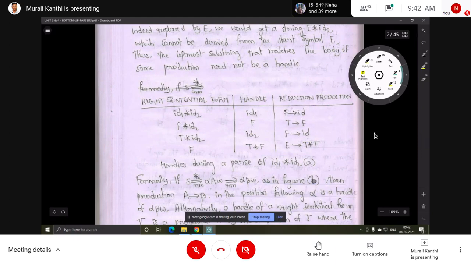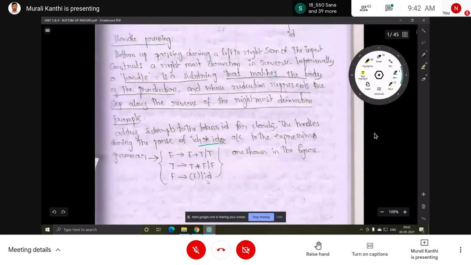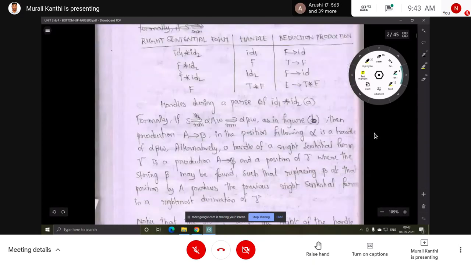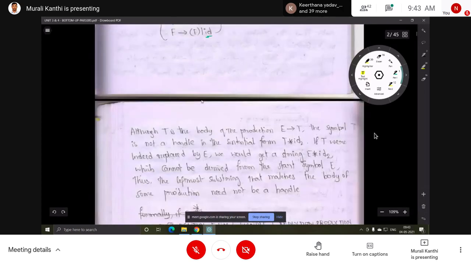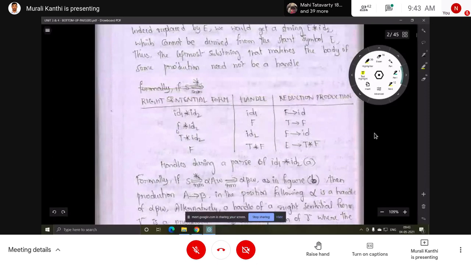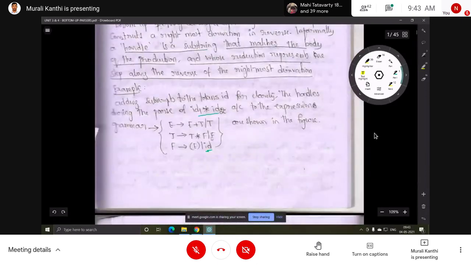What is the reduction production? In place of id, what can we write? F. So F * id2. Next, what is the handle? F * id we don't have, but id is there. In place of id we can use F, so that means id is reduced by F. This is the reduction production. But F * id2 we don't have that kind of production. What is the handle here? F is a handle, only F you can take. In place of F, what can we write? T. So F is reduced by T.